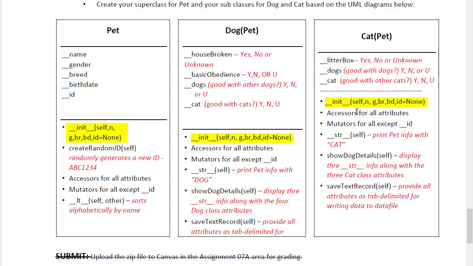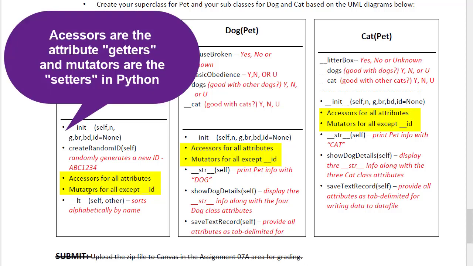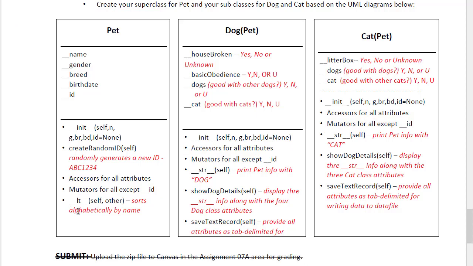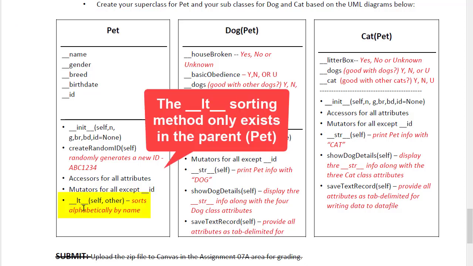Each of them will have an initializer. In the pet class, we'll have a get random method that's going to randomly generate the ID when we add in a new pet. We'll have accessors for all the attributes, mutators for all except for the underscore ID, and then we'll use an LT dunder method for sorting all the pets by name.